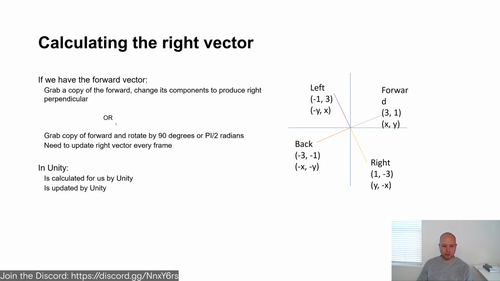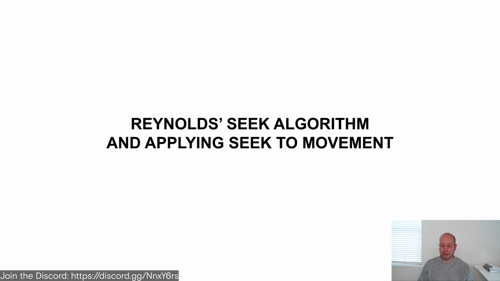Wait, no. That's not always true, is it? No, you negate. Right, if you have a vector and you want to get your left vector, you flip them, and then you negate the x value. If you want to take the right, you flip them, and then you negate the y value. If you want to get your back, you just multiply it by -1. Sorry, got turned around there for a second.